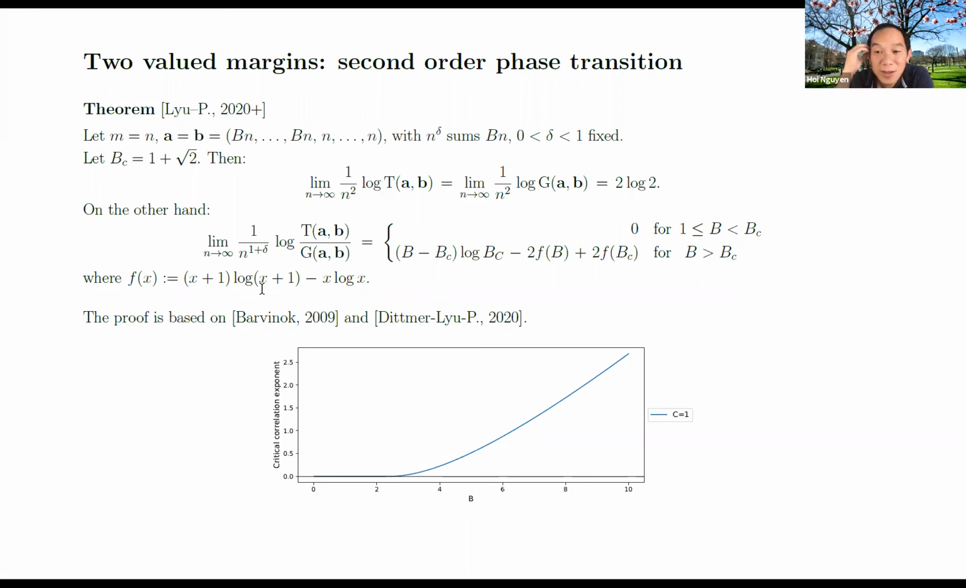By the way, the slide you have here, does it include the case when B is at the critical B_c? We don't prove anything in that case. This is strictly greater and strictly smaller. At criticality, right? All right.